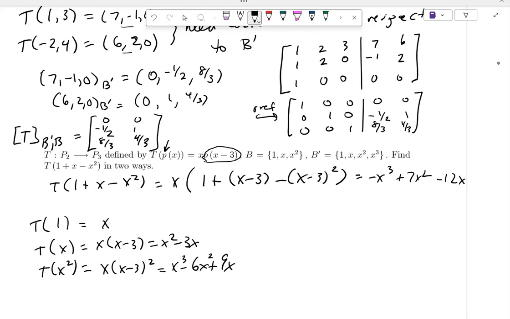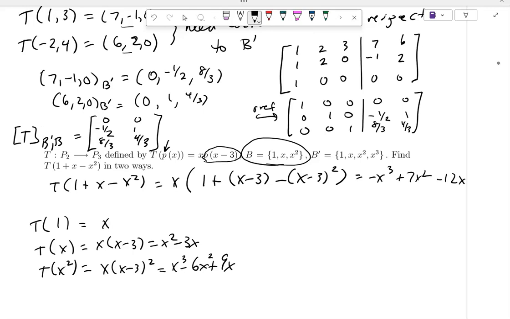No, I'm not splitting it up. I'm applying the transformations to the basis vectors. I'm trying to create the matrix. So again, step one in creating your matrix is take the transformation and apply it to the basis vectors. What's step two?